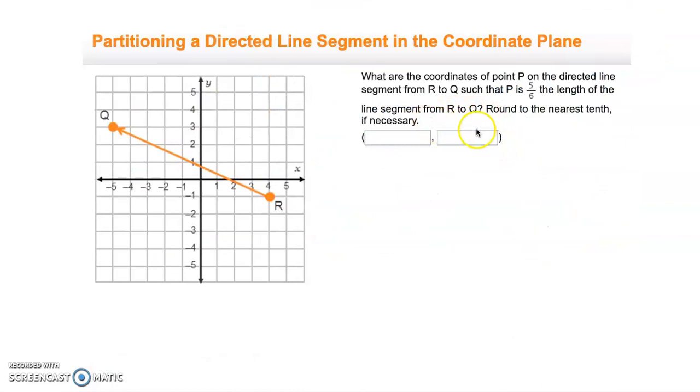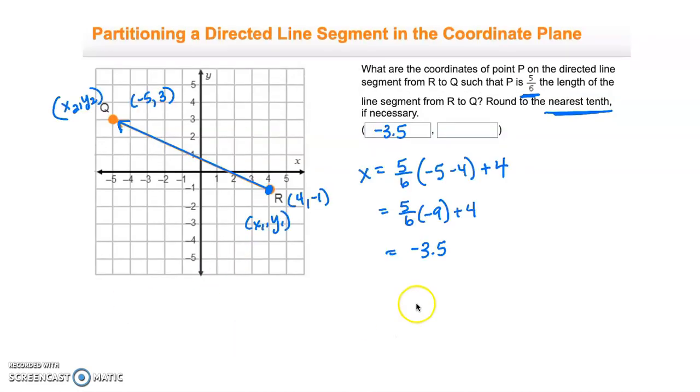Now here's another one. I want you to pause the video and try this one. Again, notice that it has 5/6 given to you, so it's giving you the m over m plus n, and then it also says round to the nearest tenth. So keep that in mind. Okay, you should have got -3.5.